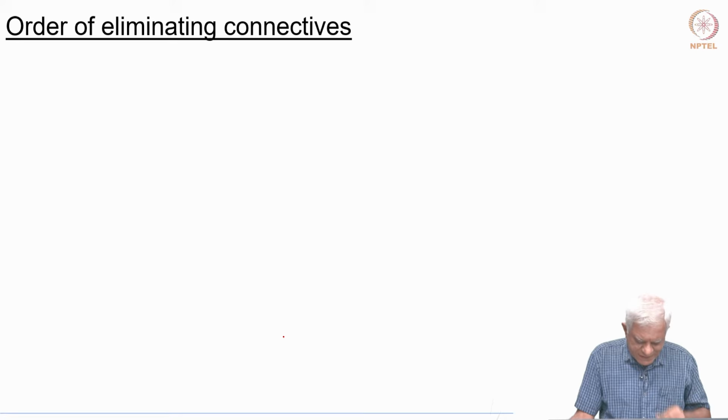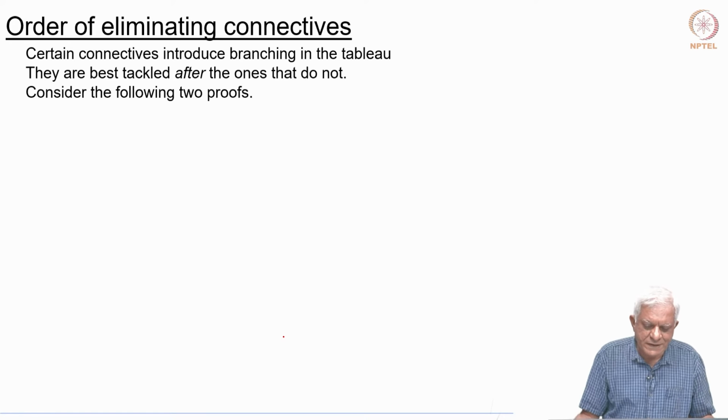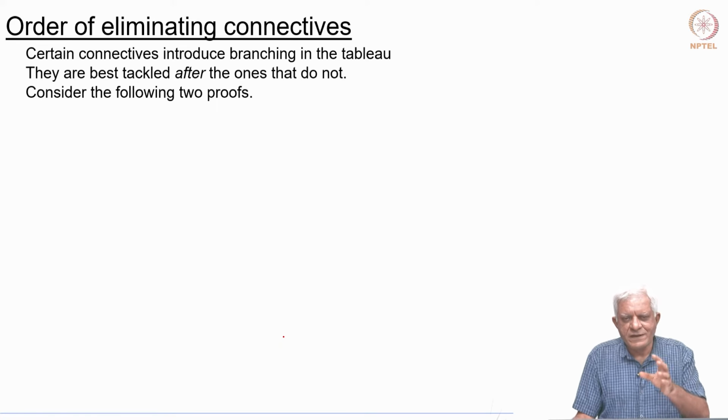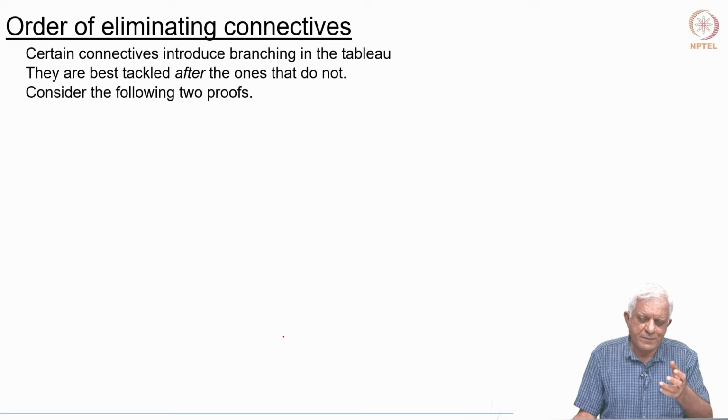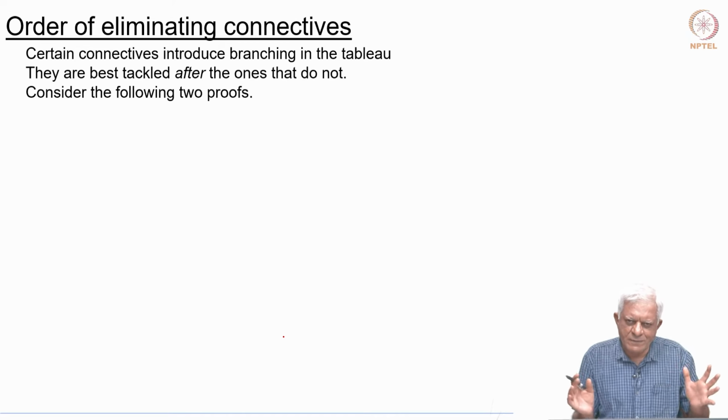Now, order of eliminating connectives can be important, and we saw that there are certain connectives which introduce branching in the tableau, and it is best if you process them after you have connected the ones which do not add branching. So, for example, P and Q does not add branching. If you are going to simplify P and Q, you will add P and you will add Q. Whereas, if you are simplifying P or Q, then one model will have P, and the other interpretation will have Q, and that way the tableau will grow essentially.